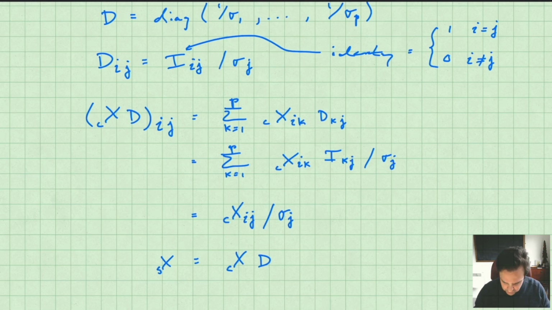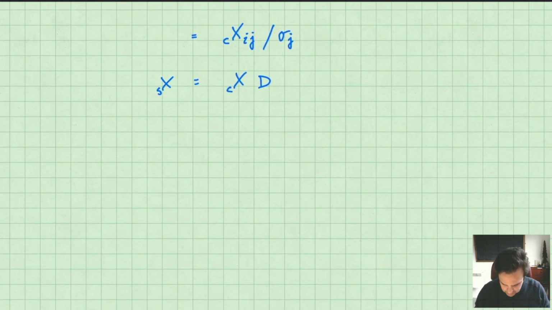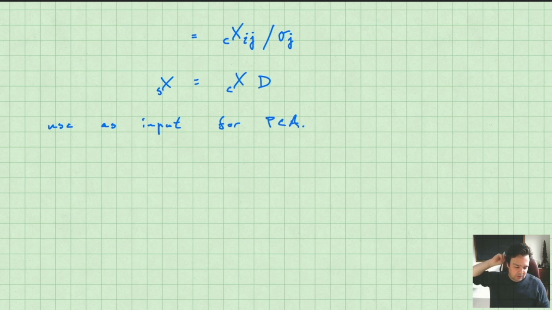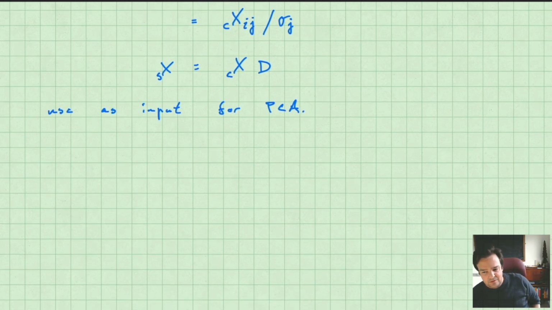Okay, and so then you use that as the input for PCA. And again, like I was saying, you probably won't ever do that. You probably will instead just give PCA the normal input and turn on some flag for standardizing the data. But nevertheless, look what PCA would do.